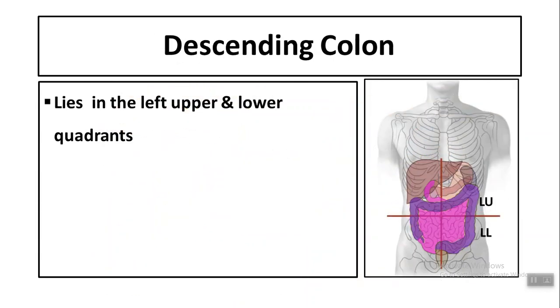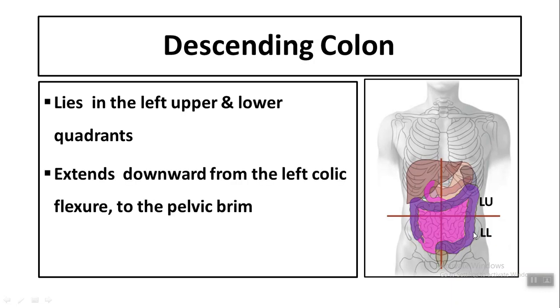The descending colon. The descending colon lies in the left upper and left lower quadrants of the abdomen, at the periphery of the abdomen. The large intestine in general is located at the periphery of the abdomen. It extends downward from the left colic flexure, or the splenic flexure, down to the pelvic brim, where it becomes continuous with the sigmoid colon.